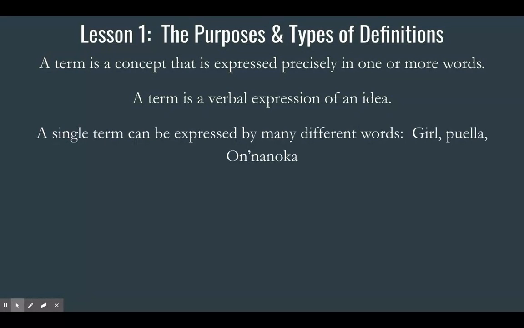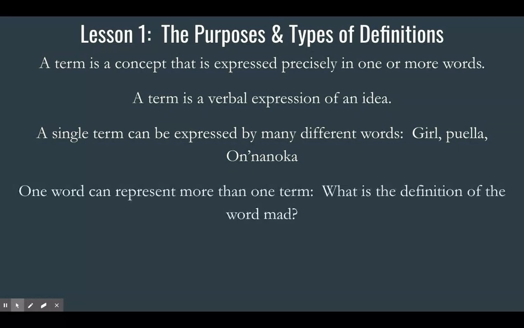A single term, though, can be expressed by many different words. So, for example, take the idea girl. Well, that's girl in English. In Spanish, puella. And then in Japanese, onnanoko. All of those mean girl, but they're in different languages. They're different words, but they're all expressing the same idea.